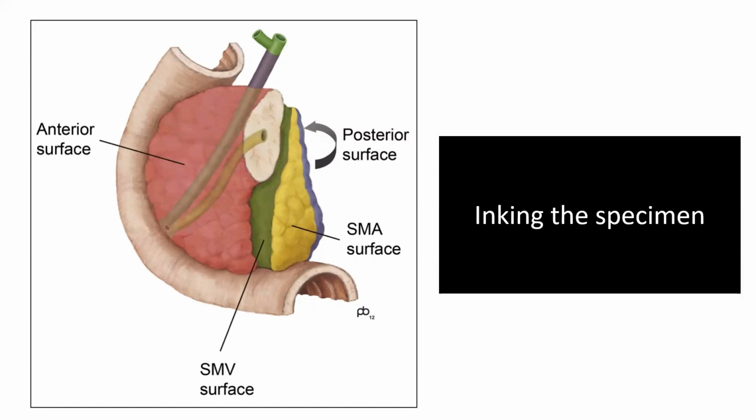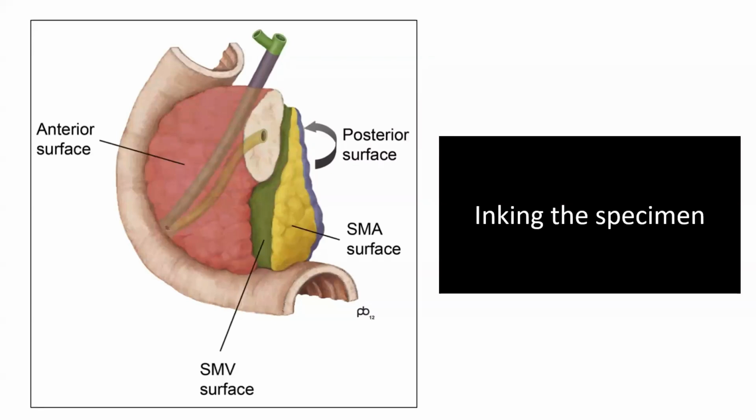You need to learn that we ink the anterior surface with one color, the SMV groove with another color, the SMA surface with another color, and then the posterior surface with a different color. So this is how we ink the specimen. We don't ink the inferior aspect or the superior aspect. So for those who get confused, we include those with the circumferential inking.